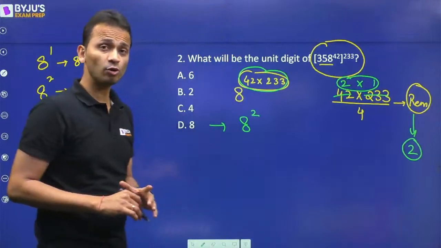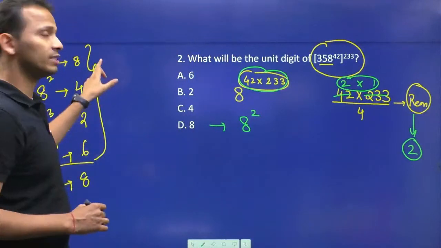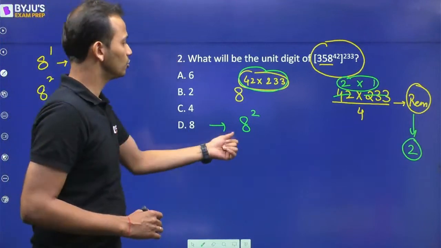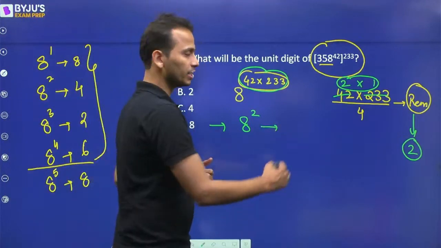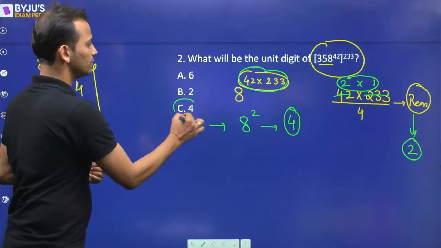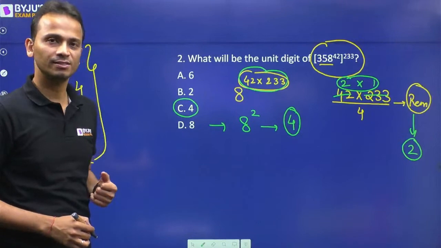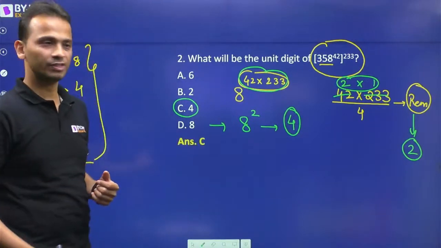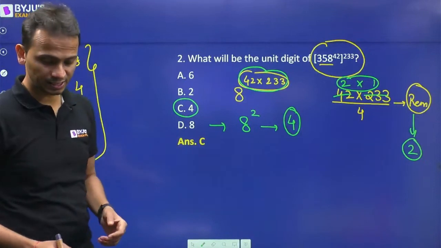Okay, why 4? 4 से क्यों divide किया? Because 4 is the cyclicity of the repetition of unit digits. Okay, so 8 square का unit digit कितना होता है? It is 4. So my answer will be 4. That is option C. All right. So option C will be the correct answer. Let's see if it is correct answer. Yes, it is the correct answer.